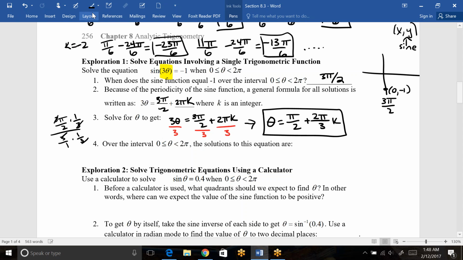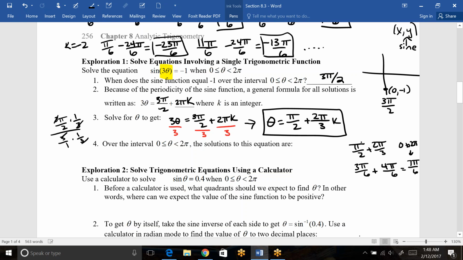So let's check what happens if we put in a 1 for k. So pi over 2 plus 2 pi over 3 times 1. We need to get a common denominator. So this would be 3 pi over 6 plus 4 pi over 6. That is 7 pi over 6. And that actually is between 0 and 2 pi. See, it's always good to check.